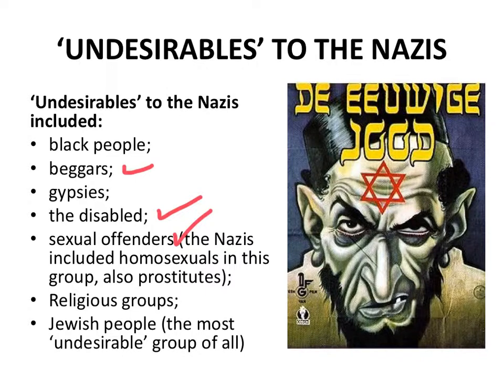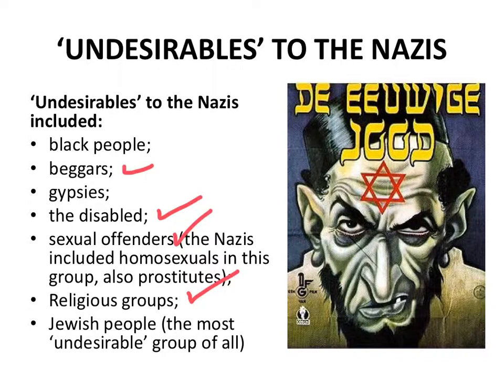They believed that good Germans should be reproducing, having children, living a very healthy, natural lifestyle, and that sex was not something to be enjoyed. It was about producing children. Homosexuals, prostitutes were often put into concentration camps. Religious groups, we'll do this on the next podcast, but many priests were put into concentration camps.